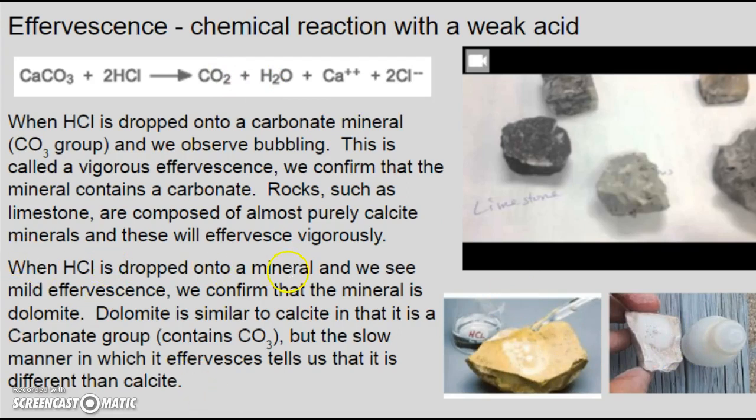When HCl is dropped onto a mineral and we see a mild effervescence, we're going to confirm that the mineral is dolomite. We're not going to be looking at a lot of different carbonates. We're only going to be looking at calcite and dolomite. And dolomite is similar to calcite in that it is a carbonate group. It contains CO3, but the slow manner in which it effervesces tells us that it's different than calcite. It actually has magnesium within its molecular structure.